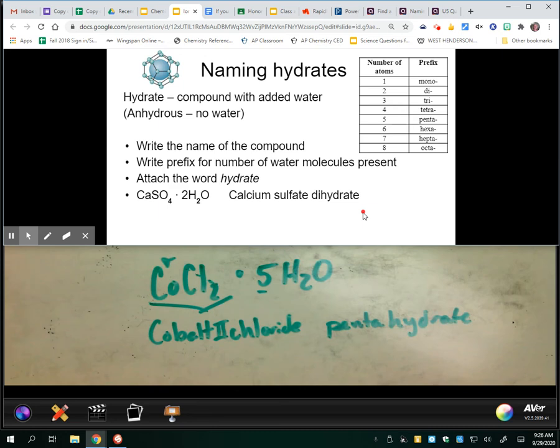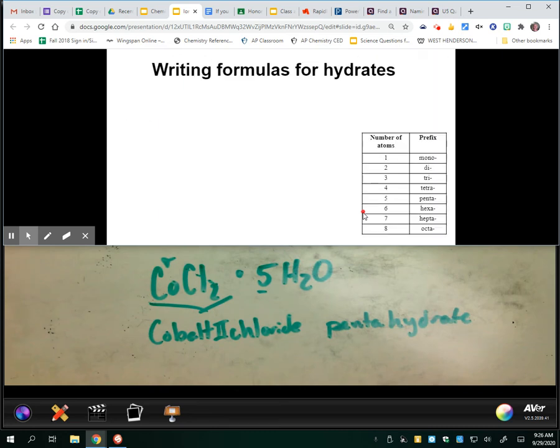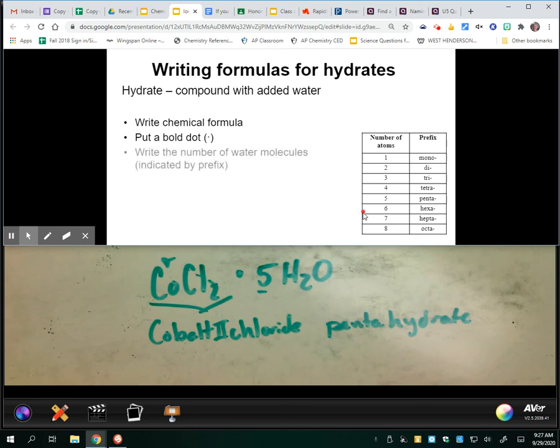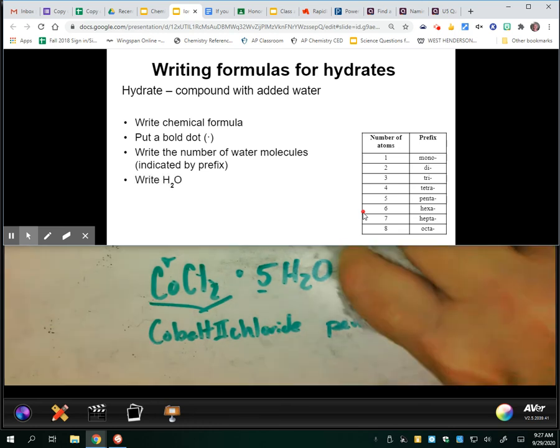All right, now writing the formula for hydrates. The first thing you're going to do is write the chemical formula of the ionic compound using your charges and crisscrossing. Then you're going to put a bold dot. It's not a multiplication sign or anything like that. It's just a bold dot. You write the number of water molecules indicated by the prefix. And then you're going to write H2O.